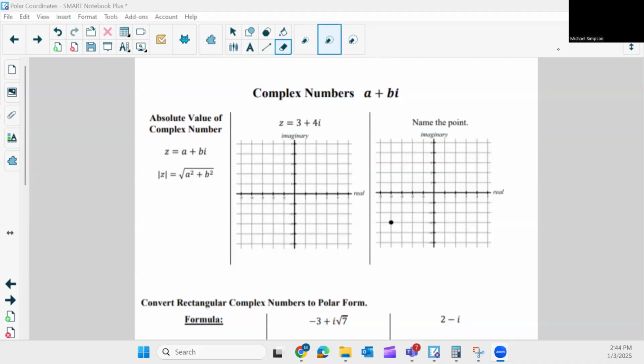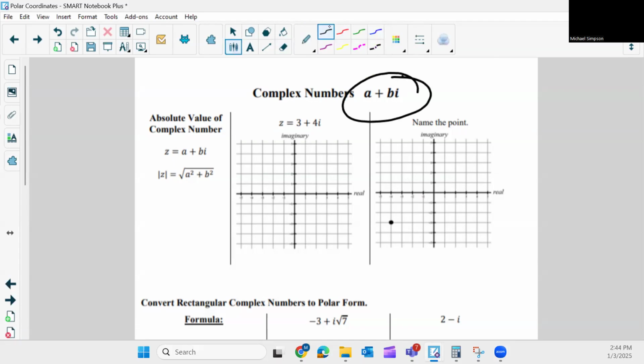All right, guys. So we're going to talk about complex numbers now. How to convert them from complex numbers to polar form. We're going to go from complex numbers to polar, we call it complex polar form. And then reverse that: give you complex polar form to write in complex numbers.